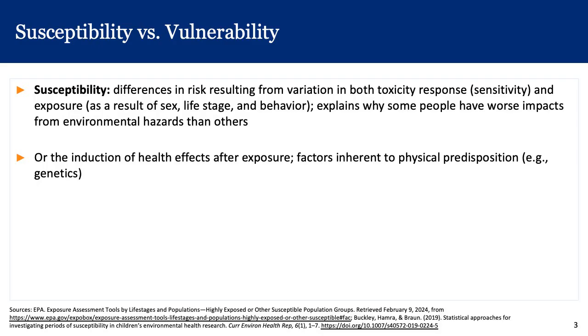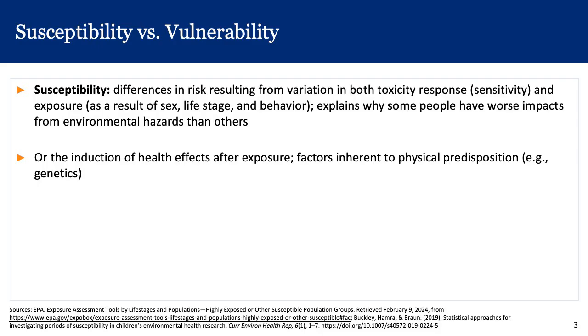So according to the U.S. Environmental Protection Agency, or US EPA, susceptibility is defined as differences in risk resulting from variation in both toxicity response or sensitivity and exposure as a result of gender, life stage, and behavior, which can explain why some people have worse impacts from environmental hazards than others.